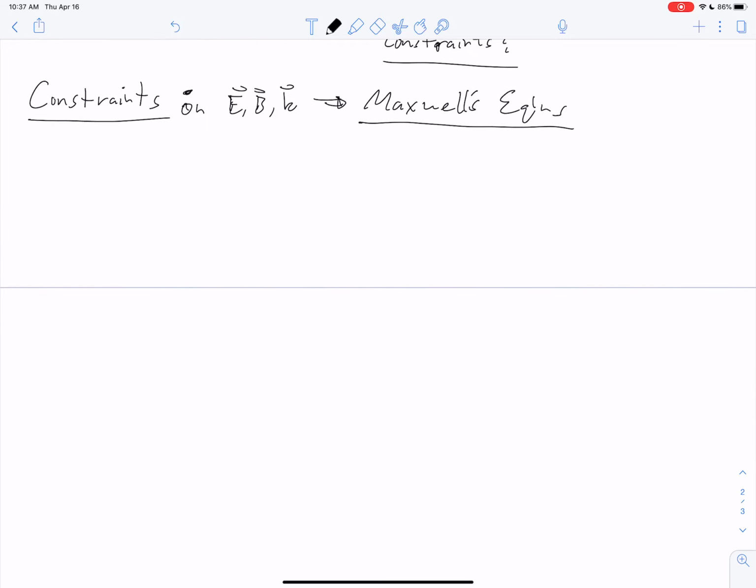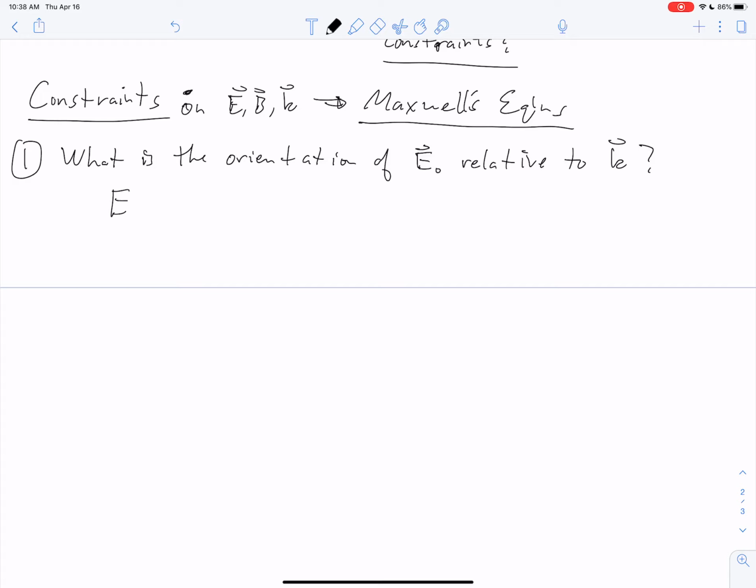So for example, let's ask question number 1. Here it is. What is the orientation of E naught relative to K? And this is not a trivial question. I have here my plane wave, E equals E naught times e to the i (K dot R minus omega t). That's my plane wave.